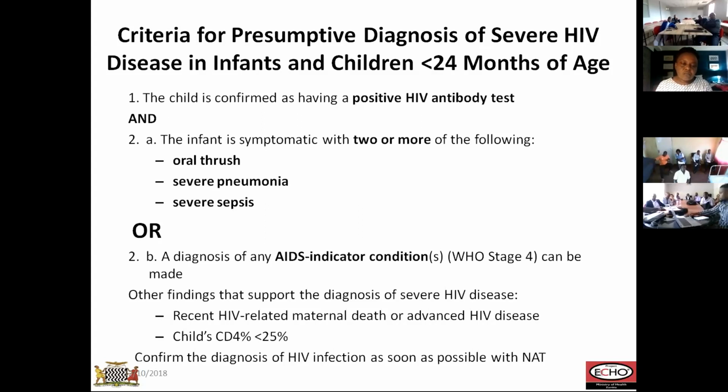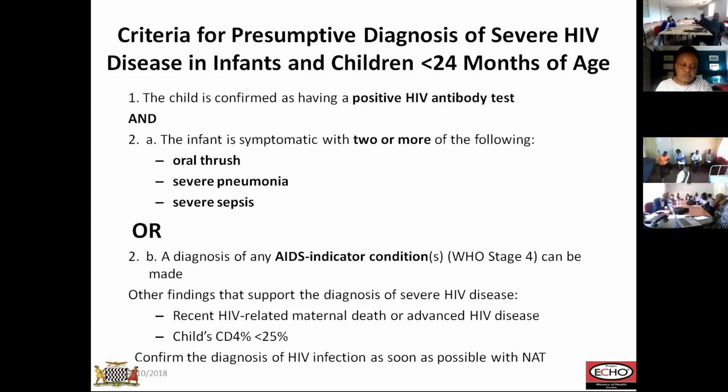You need to have a positive antibody test and 2 or more of those 3 criteria: oral thrush, severe pneumonia, or severe sepsis. Or a diagnosis of any AIDS indicator condition, a stage 4 condition. If you have other supportive evidence, such as recent maternal death or advanced HIV disease in the mother, or a low CD4 percentage in the infant, then that will support your diagnosis of severe HIV disease in an infant and you start treatment. But even as we do this, we must remember that this is not confirmatory.